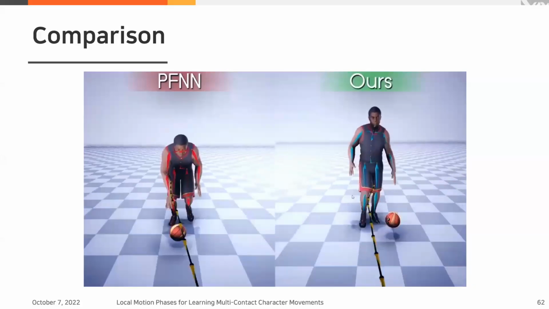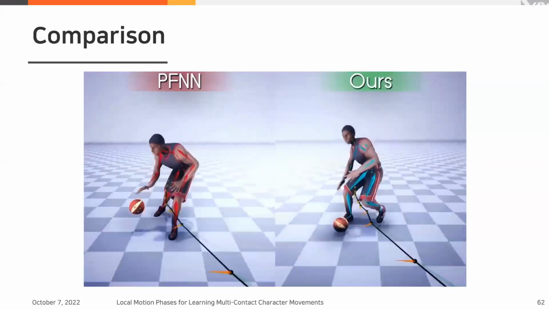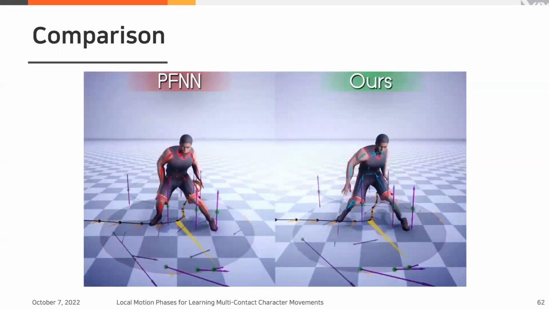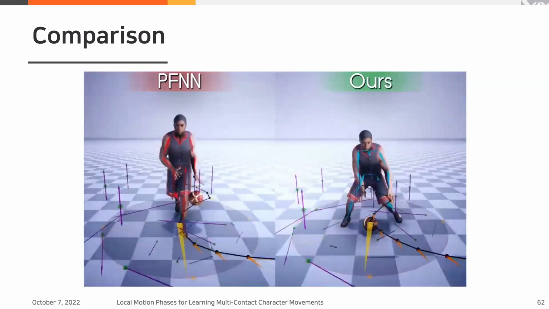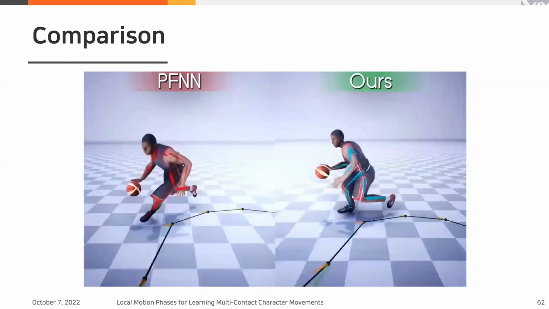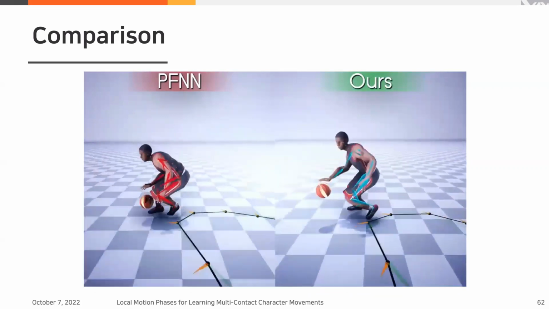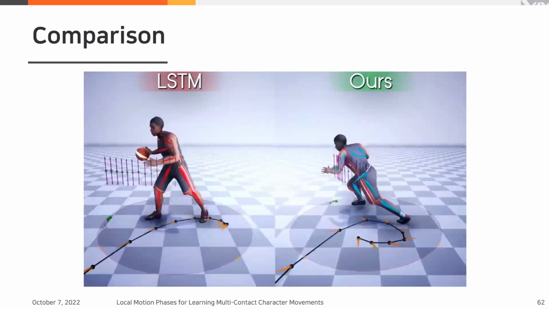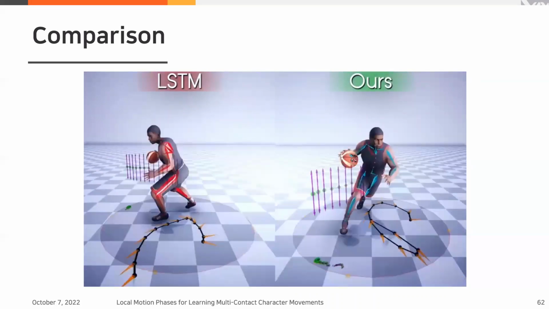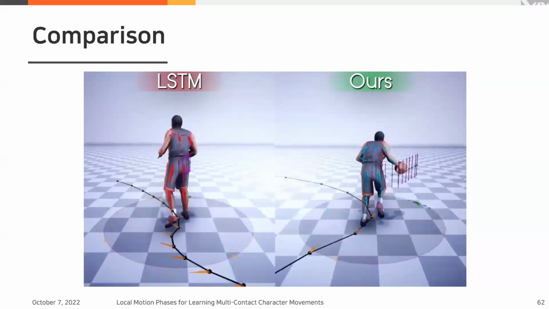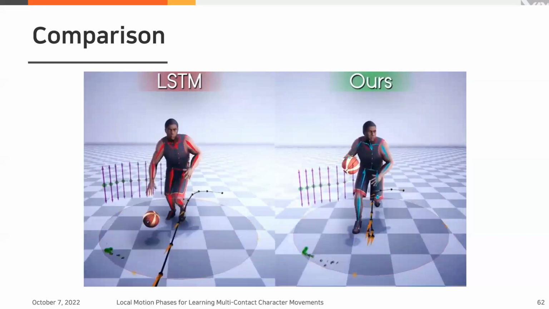And for the results, compared to the PFNN model, which utilized a global phase to align the motion, the proposed system aligned the asynchronous movement of different body parts and synthesized more detailed animation. Then LSTM is an alternative for learning time series data, however, it suffered from strong unresponsiveness and missing detail of dynamic character control.